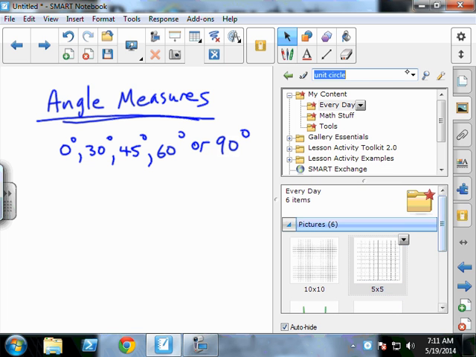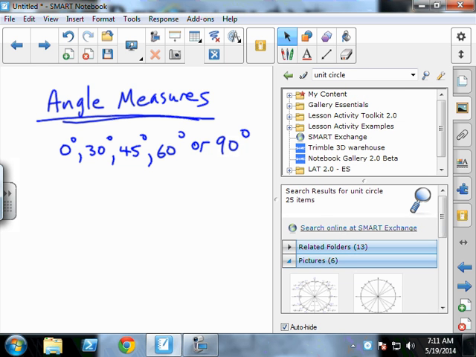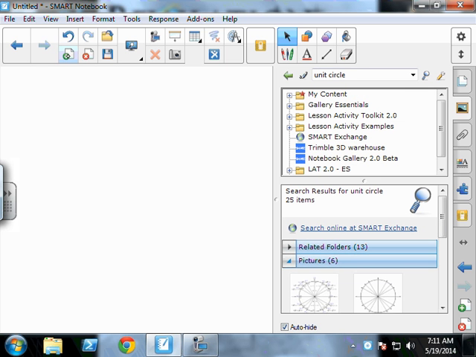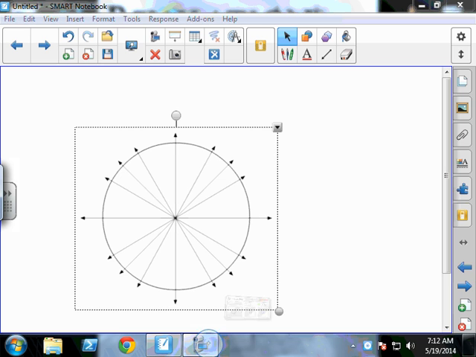So what we'll do now on the unit circle is take a look at all the angle measures heading around the unit circle, because by the end of it, remember, you're going to have to fill in the whole thing. So we'll do that in just a quick minute.